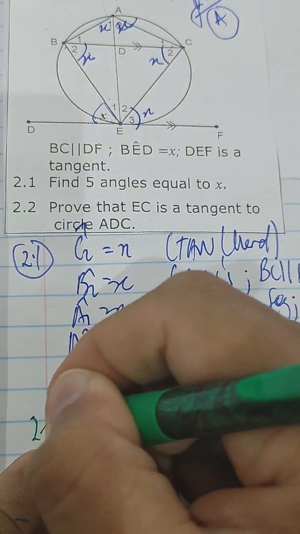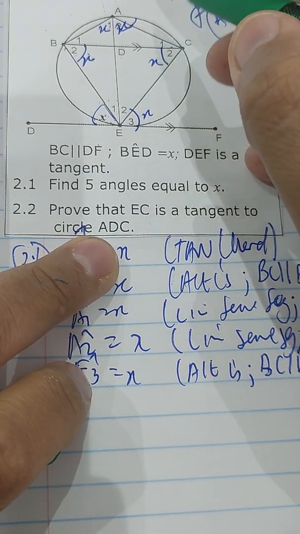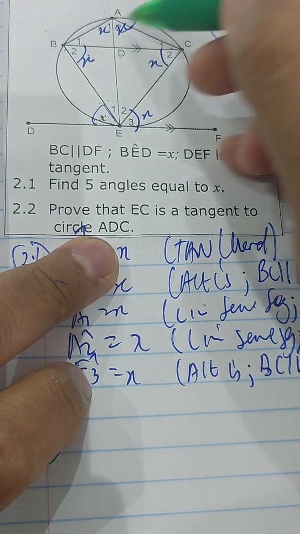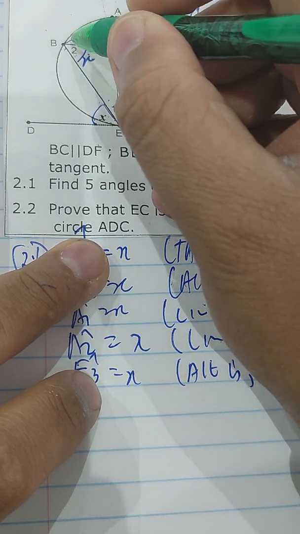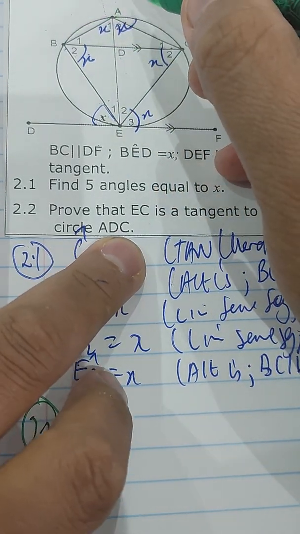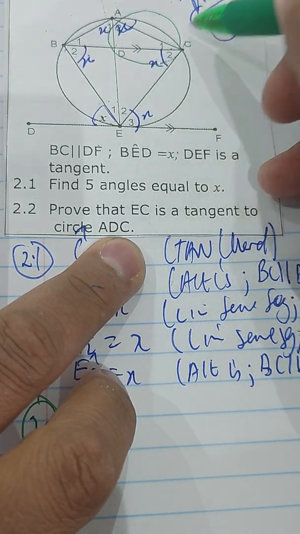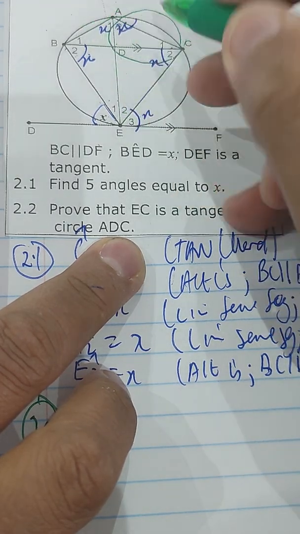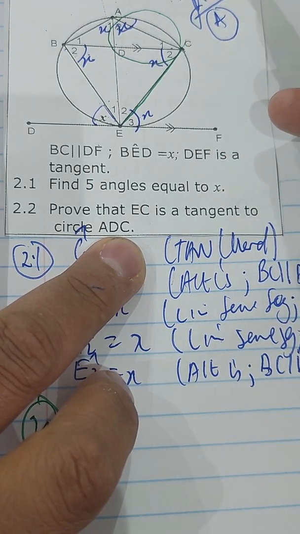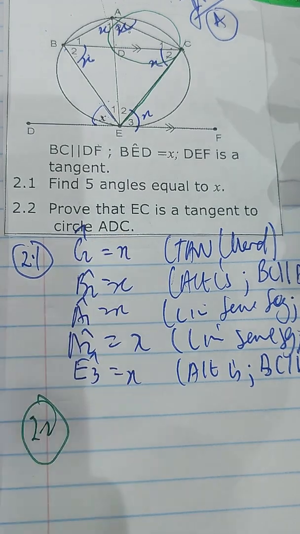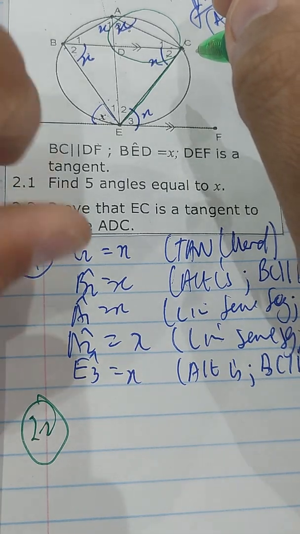Let's go with 2.2. It says prove that EC is a tangent to circle ADC. So if there was a circle going through here, we must prove that EC, where's EC? Sorry, I'm looking at AB. EC is a tangent. So the question you must ask yourself, if this was a tangent, what could we have concluded? We could have concluded that this angle and that angle are equal. There's the tan chord theorem. Now to prove that it is a tangent, we prove that the tan chord theorem can be applied.